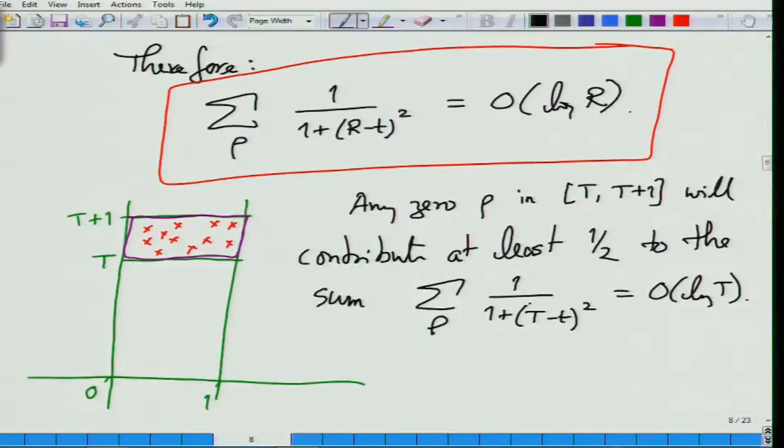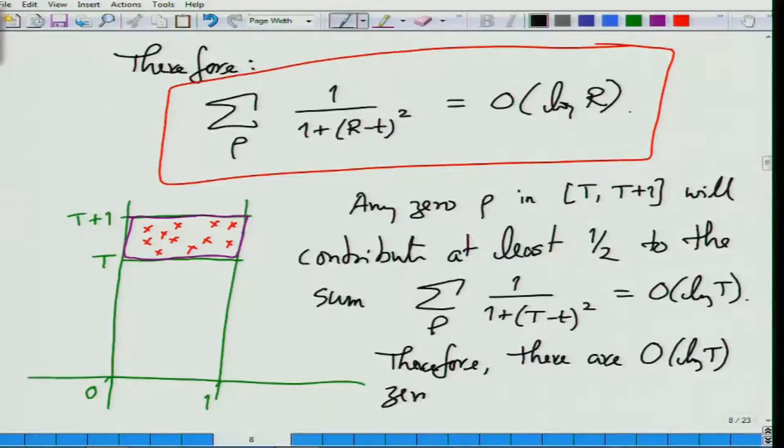So, how many zeros can be here? At most order log t. There cannot be any more than that, because otherwise the sum will go beyond this. And this is true for any t. Okay. So, this tells us how to choose my r.